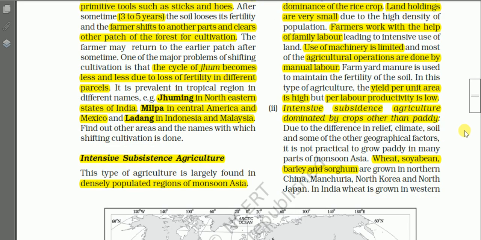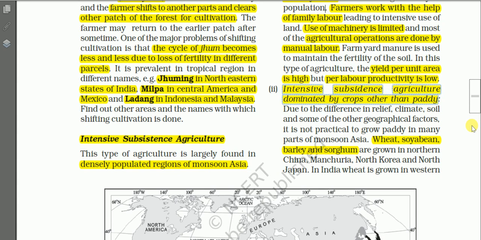And next we have the other type of intensive subsistence agriculture dominated by crops other than paddy. Due to differences in relief, climate, soil, and some other geographical factors, it is not practical to grow paddy in many parts of monsoon Asia. Okay, due to the terrain, due to the landforms, then due to the climate.